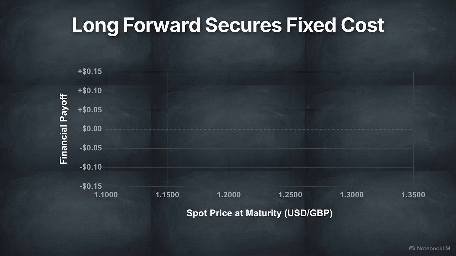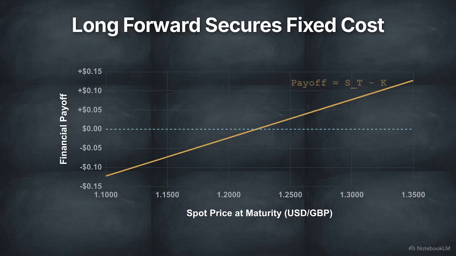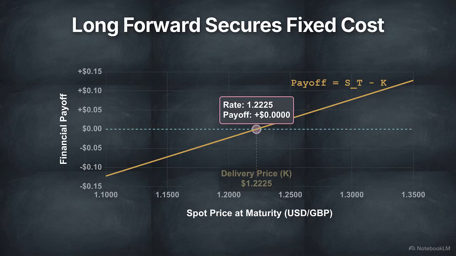This diagram shows the payoff geometry of a long forward position. The x-axis represents the spot price of the asset at maturity, and the y-axis shows the financial payoff. We plot the delivery price on the x-axis, and the payoff follows a strict 45-degree linear path represented by the equation S_T minus K.